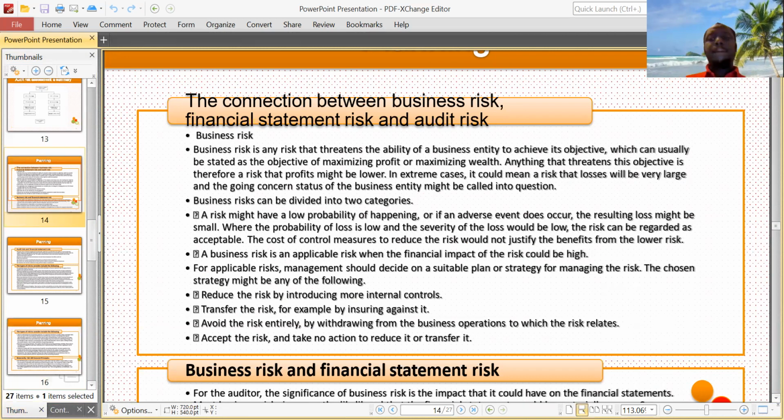So that's very, very key. So now we have an understanding of business risk, right? It's very, very important. So we said here that anything that threatens this objective is therefore a risk that profits might be lower or the objectives of the organization will not be achieved. So that's business risk.